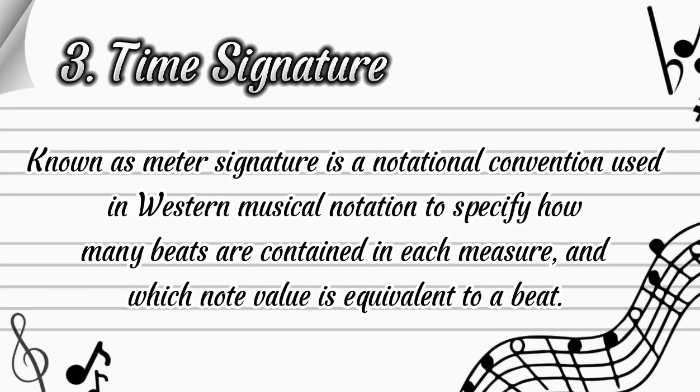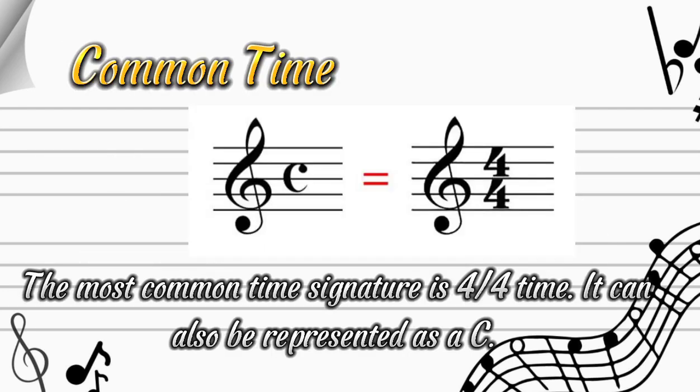Third is the time signature, known as a meter signature. It is a notational convention used in Western musical notation to specify how many beats are contained in each measure and which note value is equivalent to a beat. The most common time signature is 4/4 time. It can also be represented as a C.